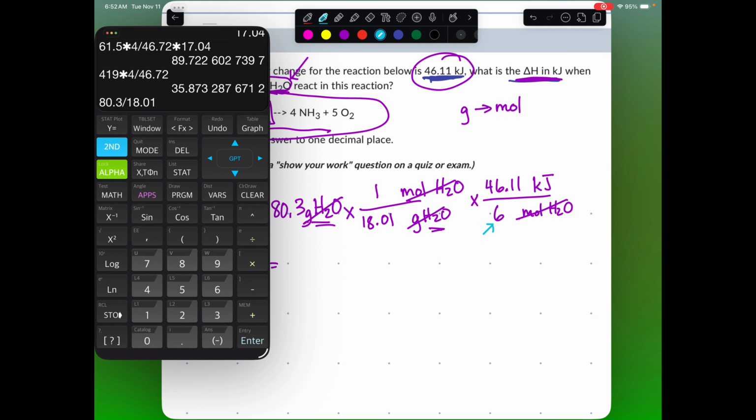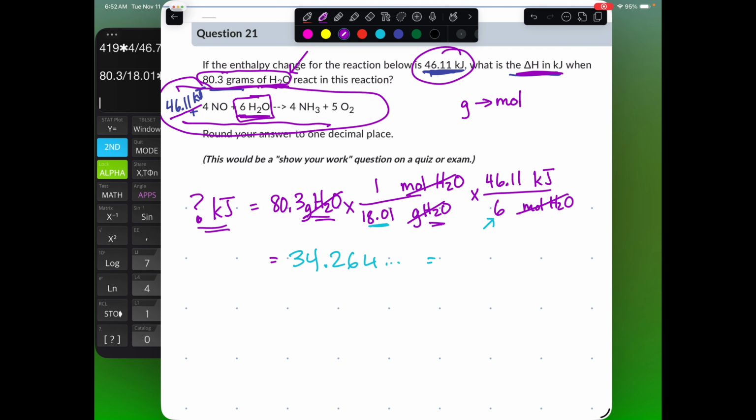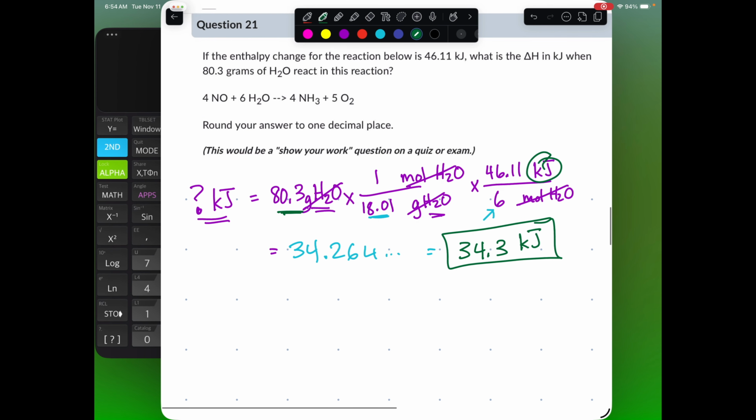My final answer is, I missed it, 34.264. All right, it looks like from the original problem, if I come back up here, 3 significant figures, 34.3, and my units are kilojoules. So my answer is 34.3 kilojoules of heat. What is the delta H? It will be the enthalpy change if I've got 80.3 grams of water. And I'm sure all of you were just screaming at your screen, water is not 18.01, it's 18.02.